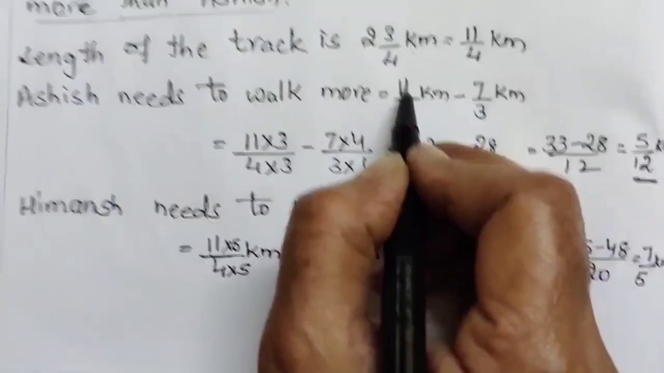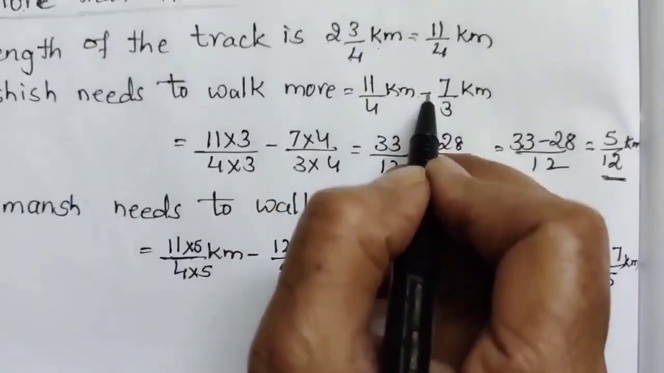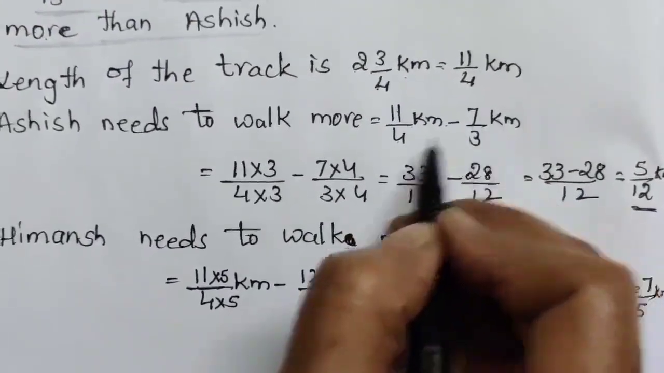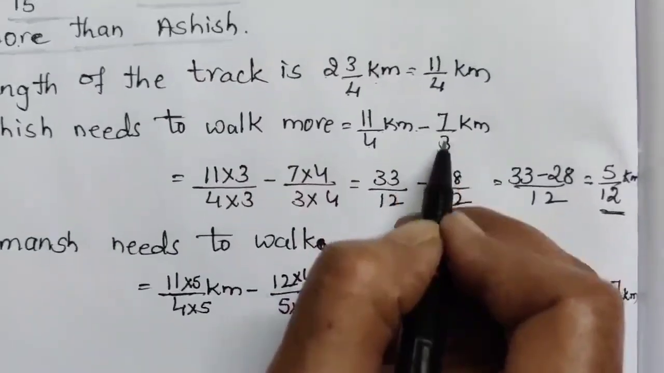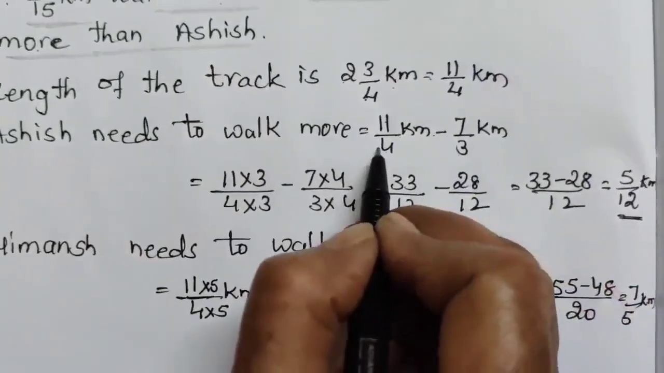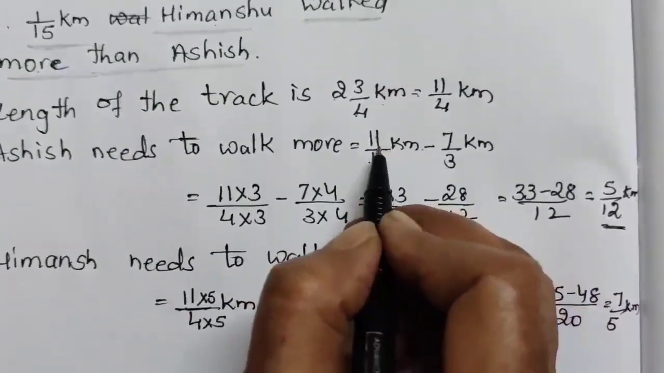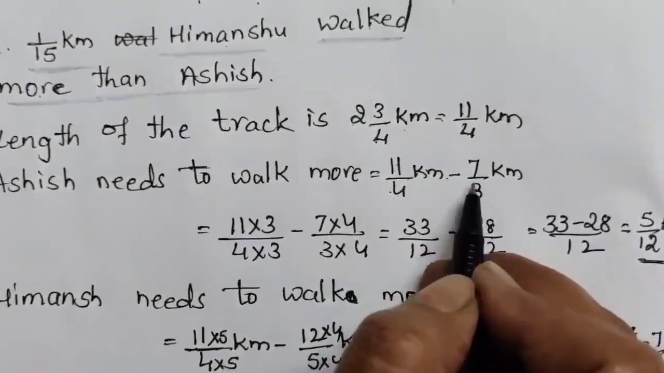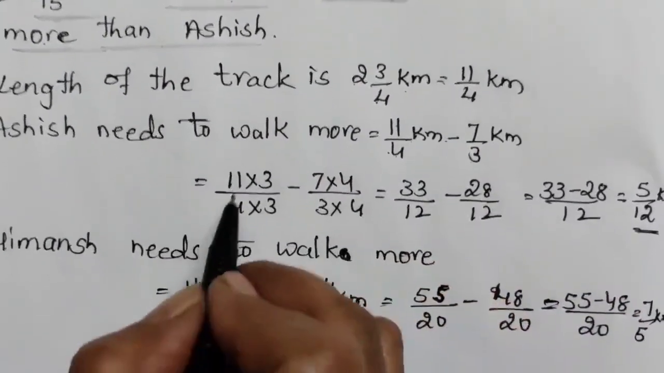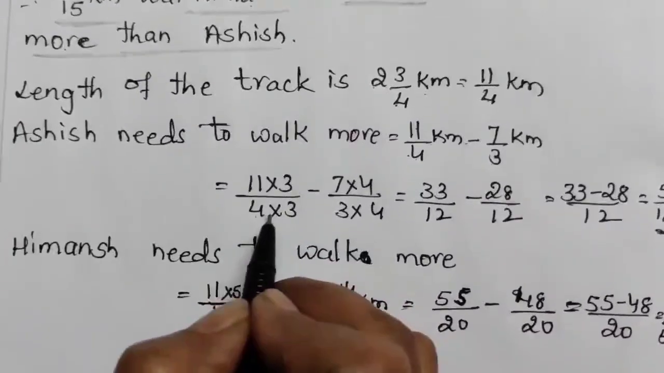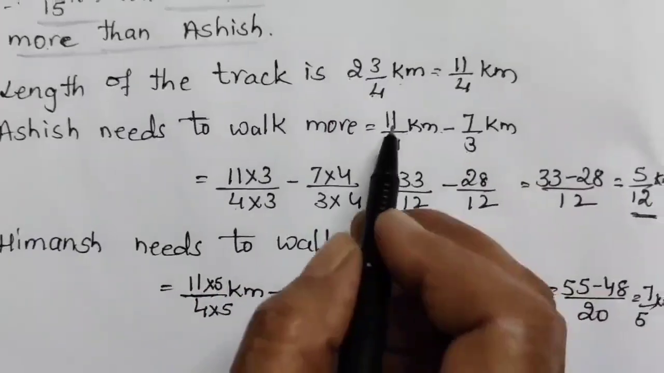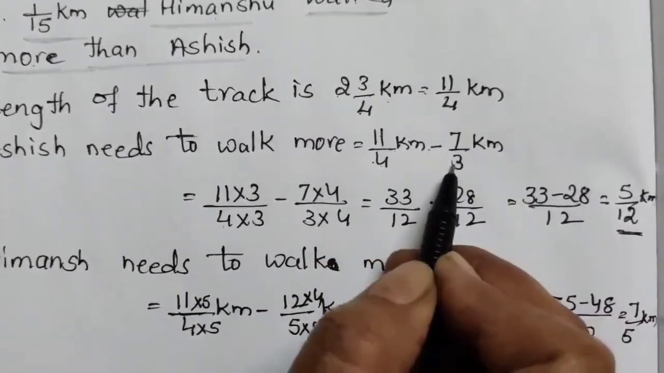Then you have to find how much Ashish needs to walk more. 11 by 4 kilometer minus 7 by 3 kilometer. How much did Ashish walk? 7 by 3 kilometer. This is the total track, so you have to subtract what Ashish walked and you'll get the answer. So 11 into 3, 4 into 3. You have to multiply 4 into 3.